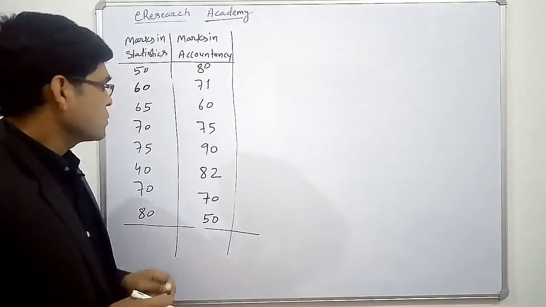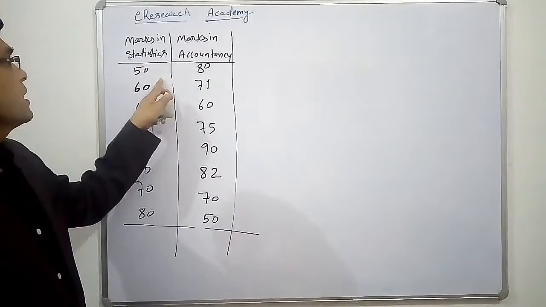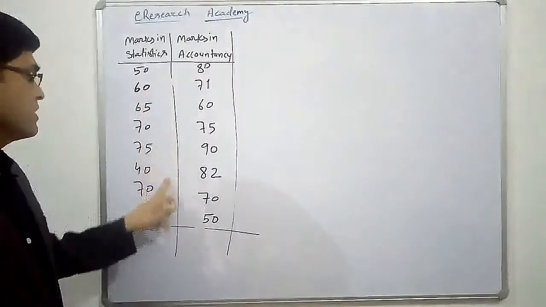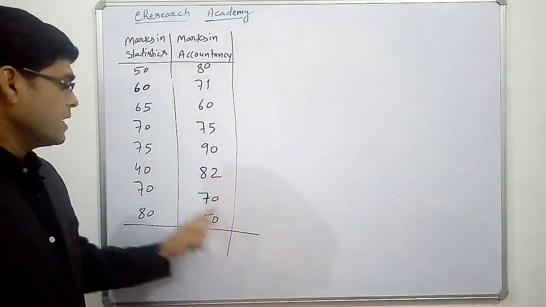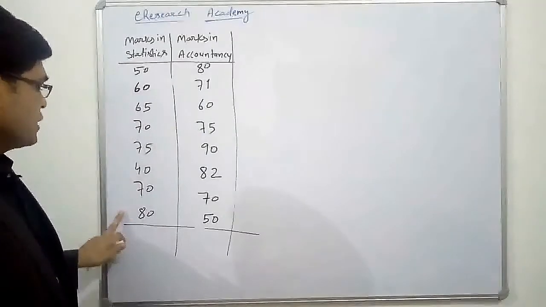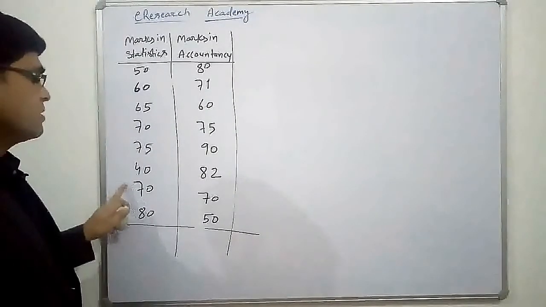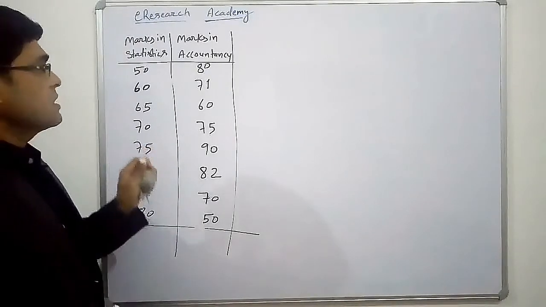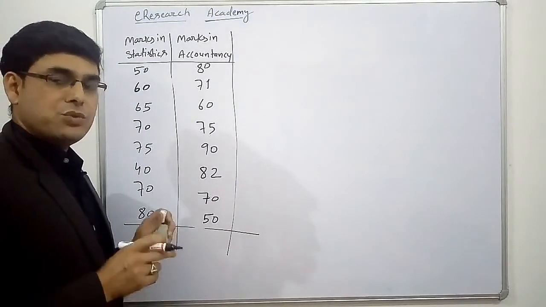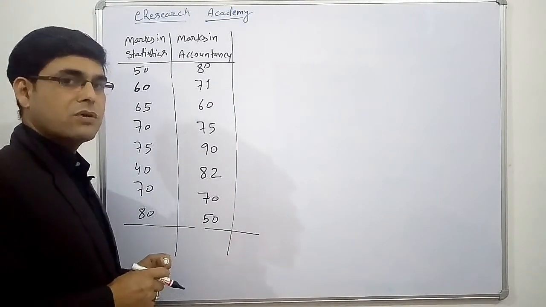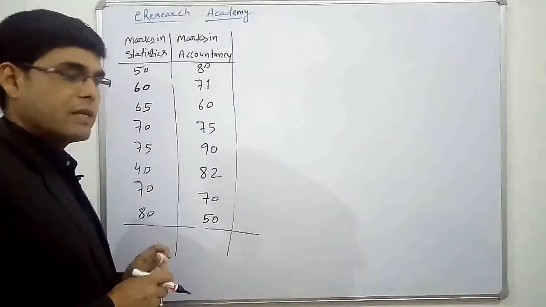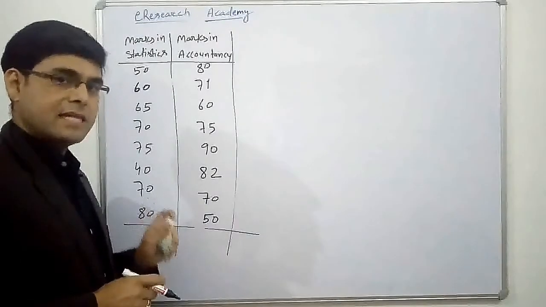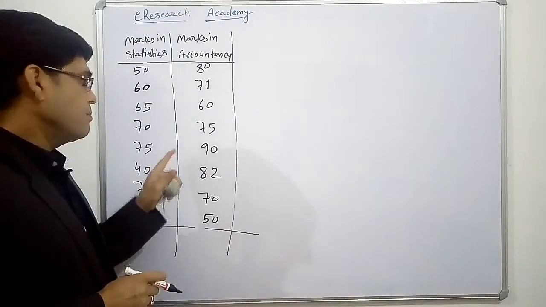So we are given a question here in the form of marks in statistics and marks in accountancy. These are the marks in statistics and these are the marks in accountancy of 8 students. So we have 8 pairs of observations here. The first step that we have to do is to assume a mean, which is known as assumed mean. While assuming the mean, you just have to guess what your mean value will be.